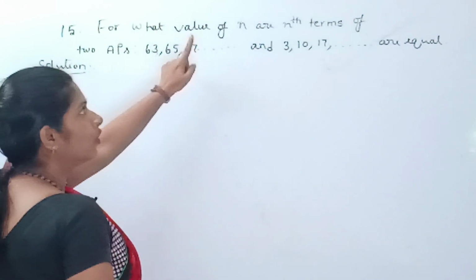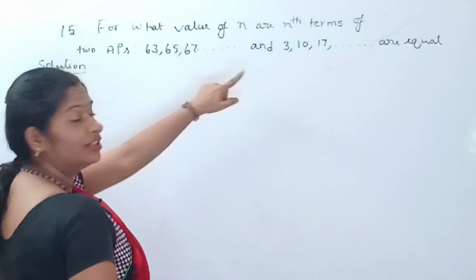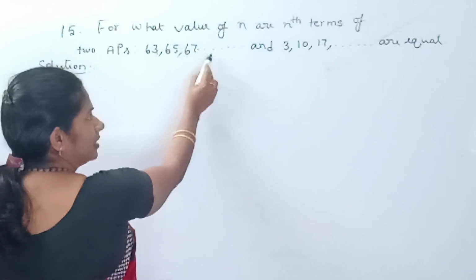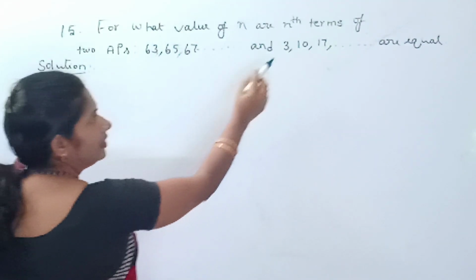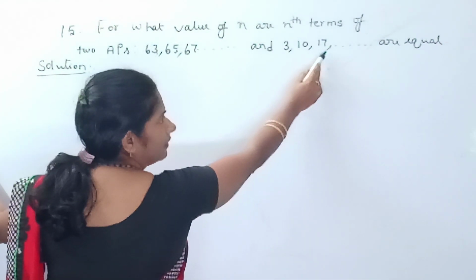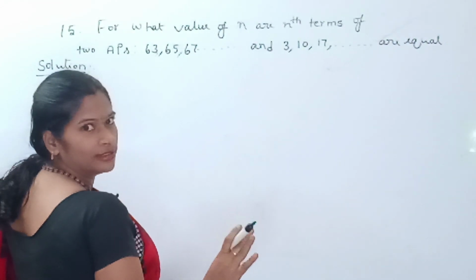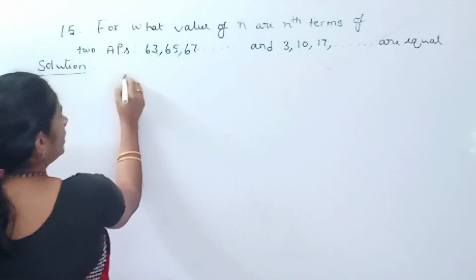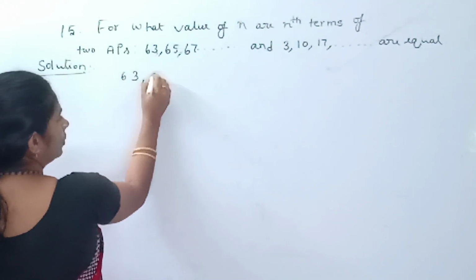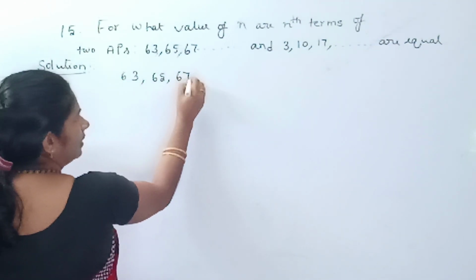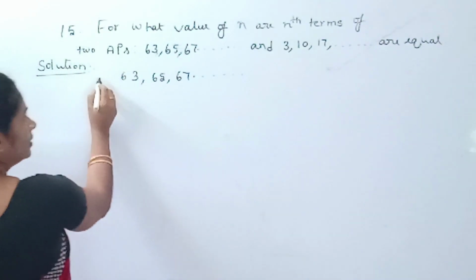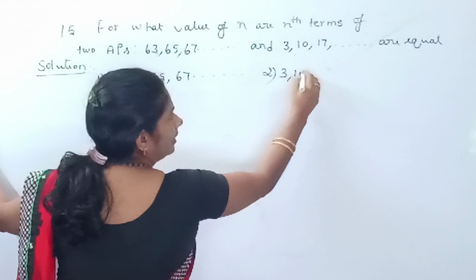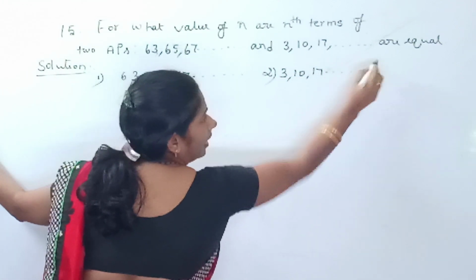For what value of n are nth terms of two APs 63, 65, 67 and so on and 3, 10, 17 equal? What is the question, children? So there are two APs. First AP is 63, 65, 67 and so on. This is the first AP. Second AP is 3, 10, 17 and so on.